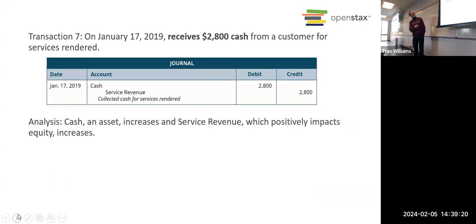Got $2,800 for services rendered. In this case, it happened at the same time. We got paid at the time we did the services. So we get the cash and we can count the revenue. Okay.